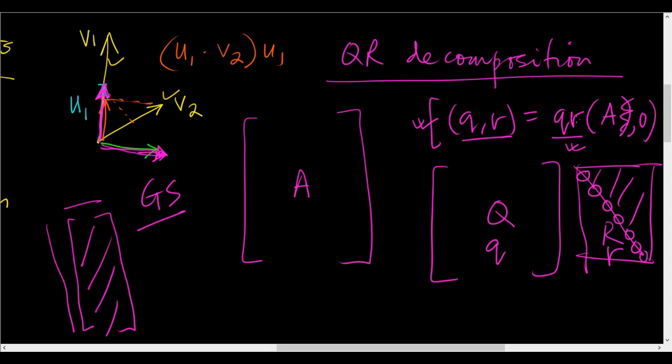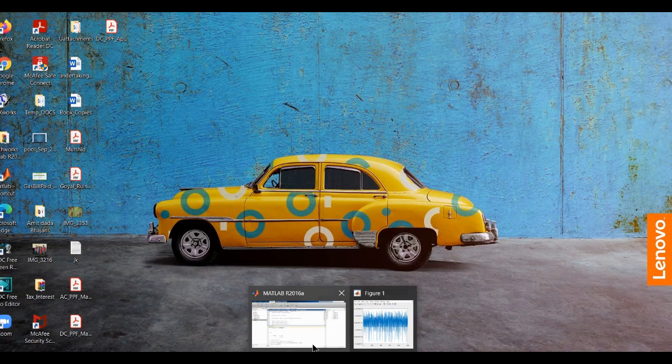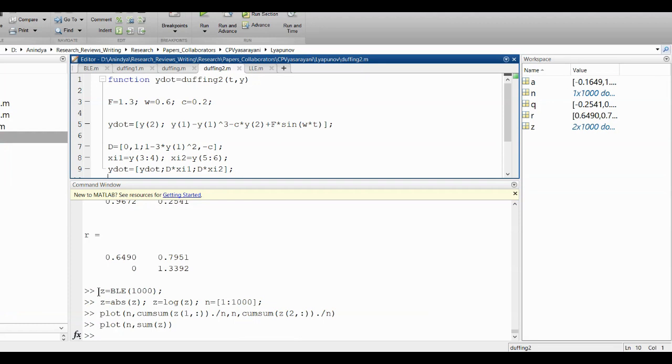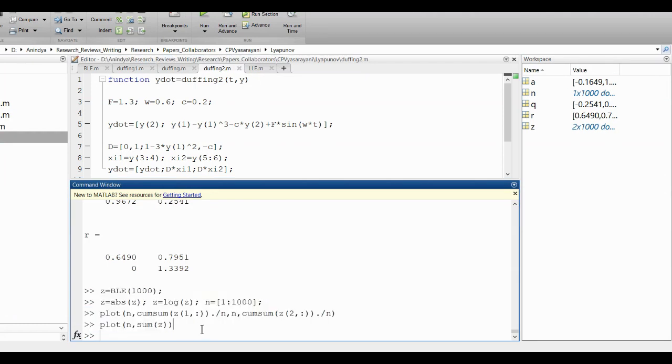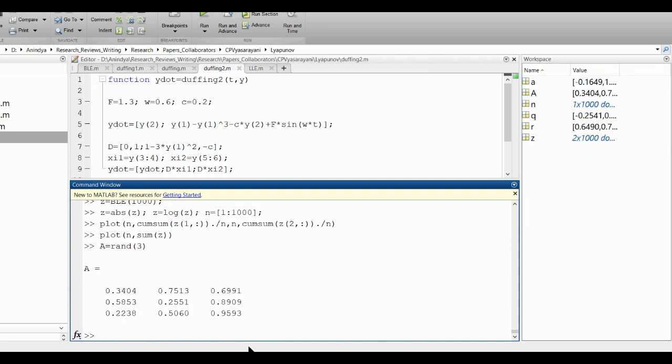Alright, so let me show you the QR decomposition in MATLAB first. So here we are in MATLAB. I have done some calculations, which I will be using later, so let's not worry about those. Let us say A is equal to rand of 3 to demonstrate. Okay, so here is a 3 by 3 matrix.